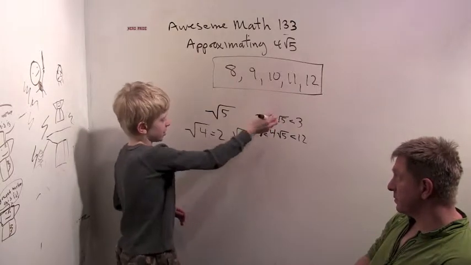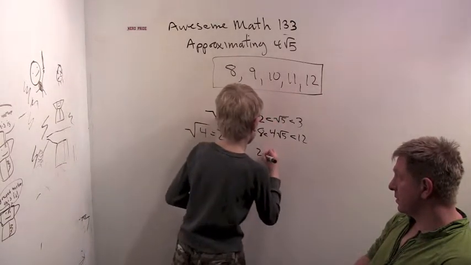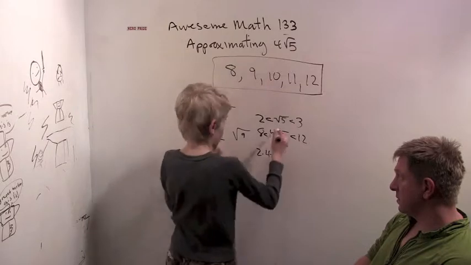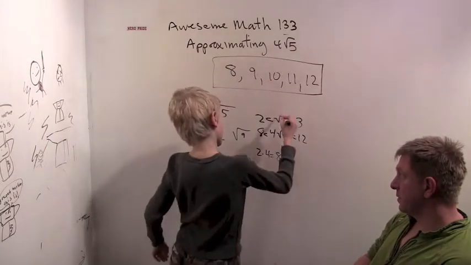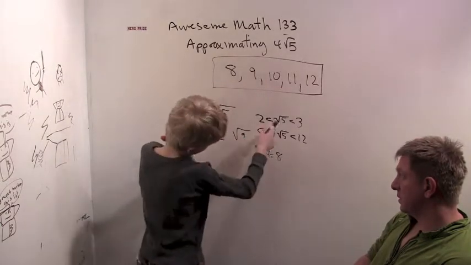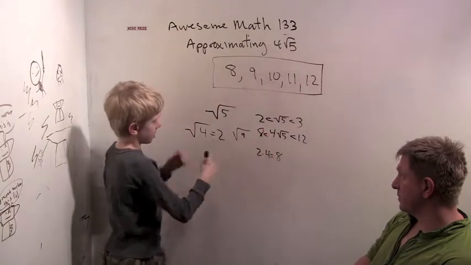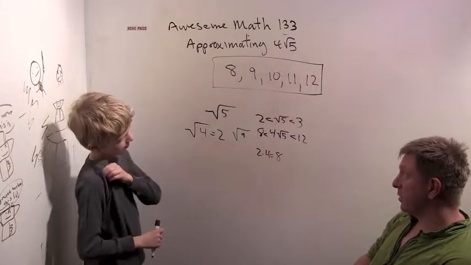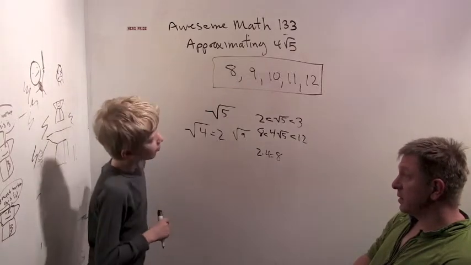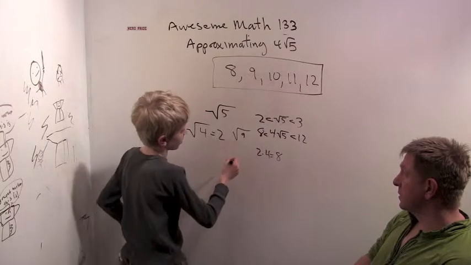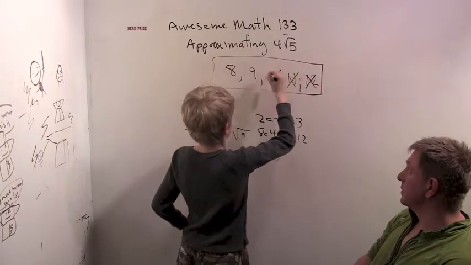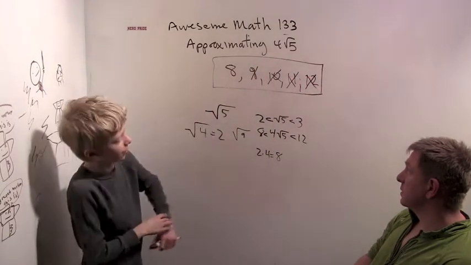2 is less than the square root of 5, so we can do 2 times 4. It's 8. And a real approximation is going to be bigger, because 4 times the square root of 5 is bigger than 8. Right, it is going to be bigger than 8, but it might be like 8.01. Well, we can cross off these ones. Oh, we can't cancel 9.